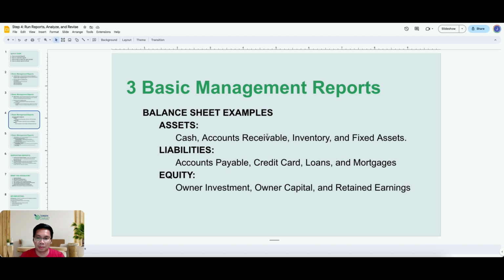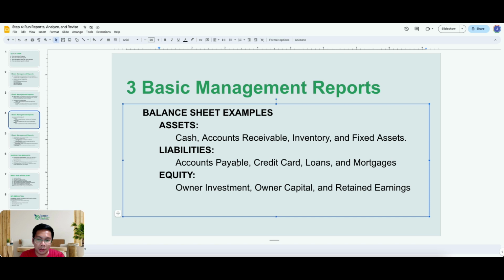Now we will have some balance sheet examples. For example, assets. Common examples are cash, accounts receivable, inventory, prepaid expenses, and fixed assets. While for liabilities, common examples are accounts payable, credit card, loans, tax payable, accrued salaries payable if you have, and mortgages. While for equity, you will have owner investment, owner capital, owner's pay and personal expenses, and retained earnings.